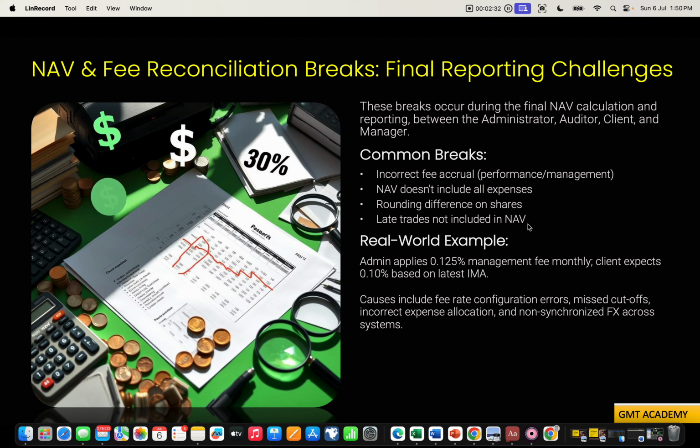The NAV does not include all the expenses in cash, so you have to use the accrual and payment concept.